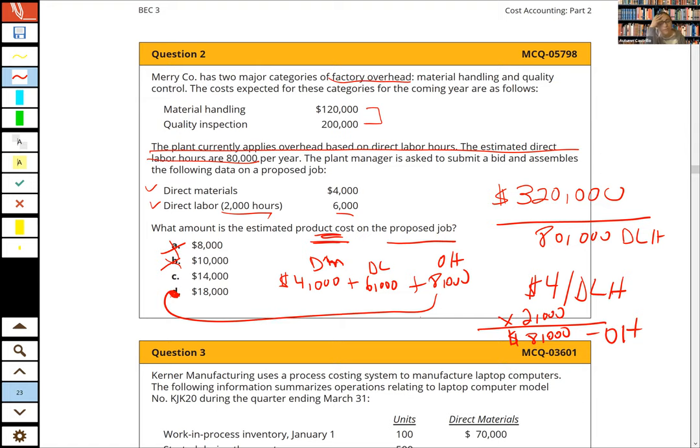I guess one comment or question. What confuses me on this one is it says direct labor, 6,000. So I'm assuming basically, I guess I shouldn't assume that's my direct labor. I guess I still need to do the overhead. I'm thinking out loud.